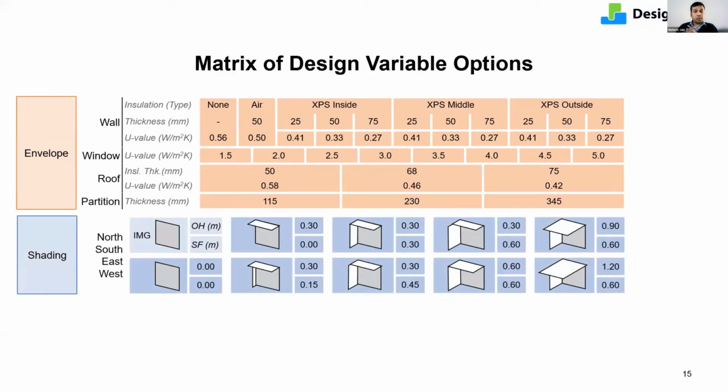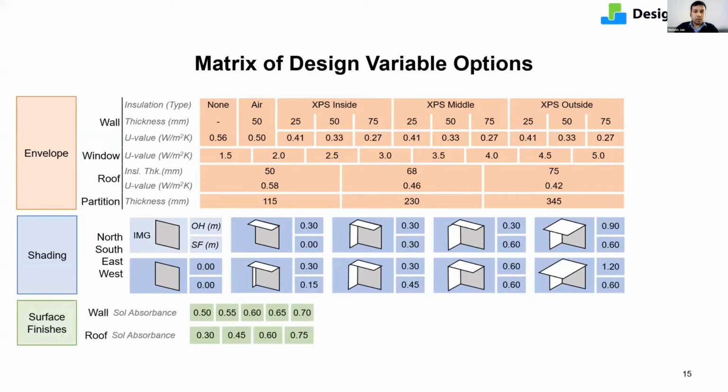Then a big combination: various shading options were thought about to deal with direct solar gains, because shading is a low cost way of reducing them, and different combinations of shading for different orientations. So that gives a large complexity to deal with. Then for surface finishes, besides U value, they affect the performance, and they were incorporated by changing the solar absorptance of the outermost material.